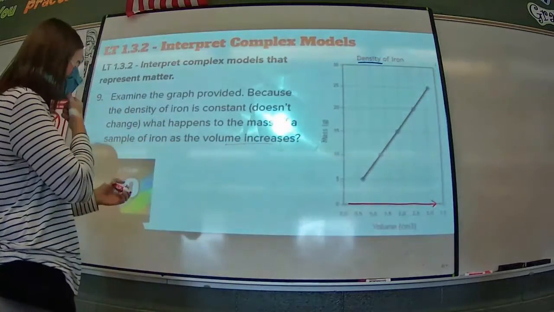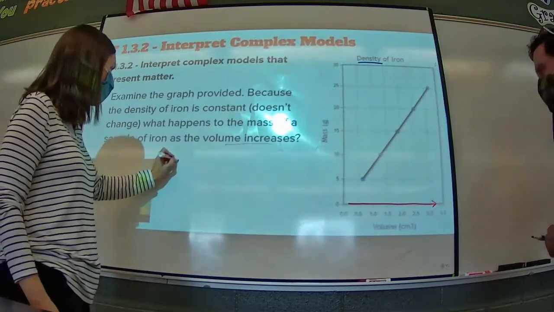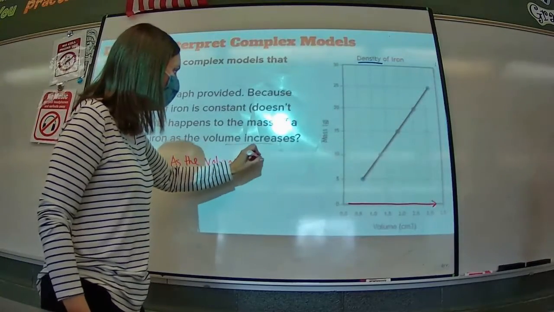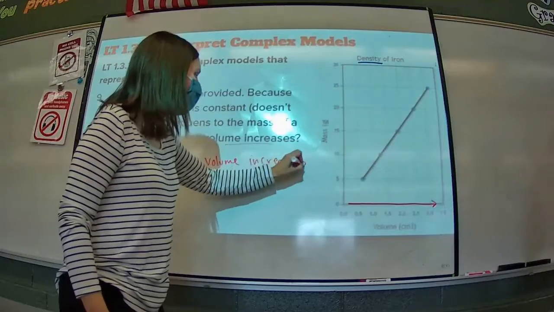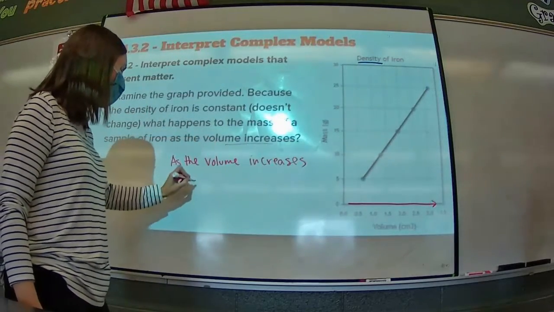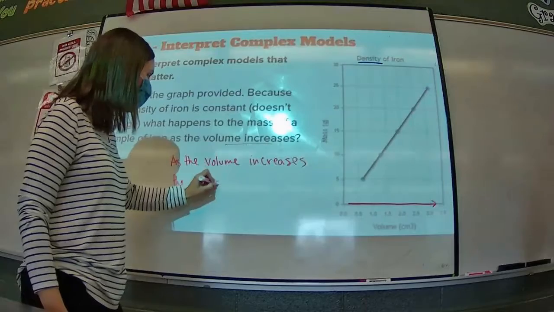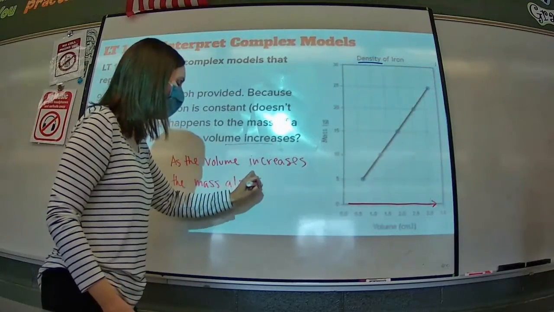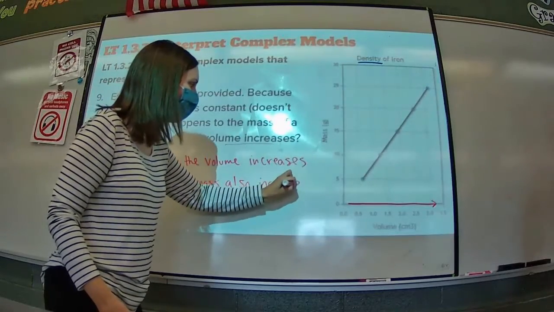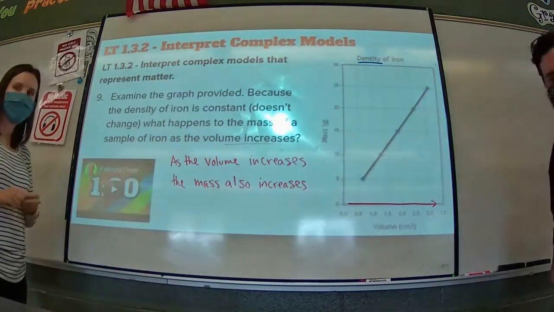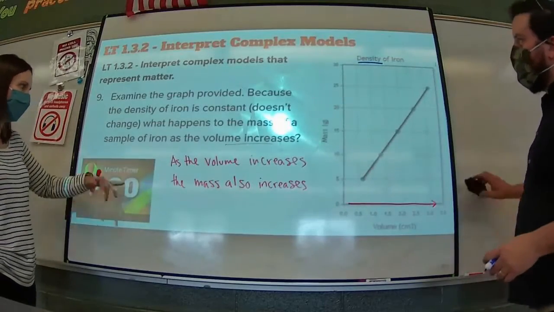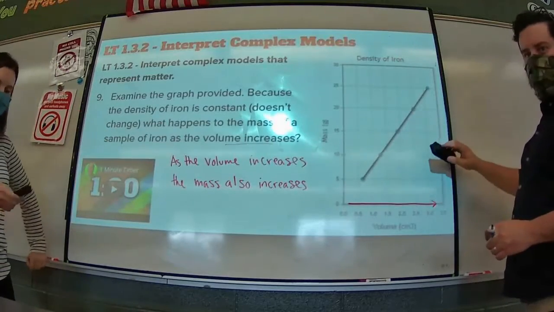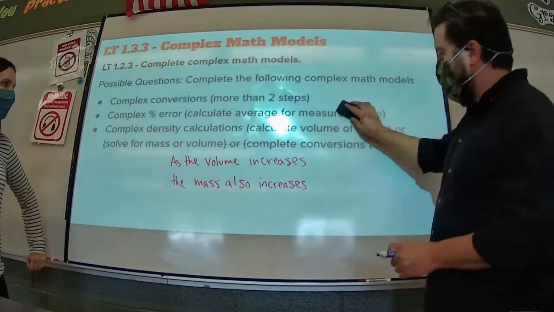So what you would need to write is as the volume increases, the mass also increases. Okay? And so that would be our answer for that one. We're talking about the relationship and we're talking about both parts of it because it asks what happened with the mass as the volume increases. Good. All right, let's look at the last question on our sheet.